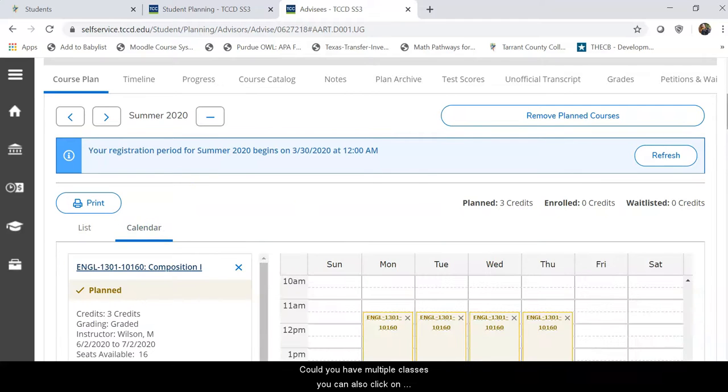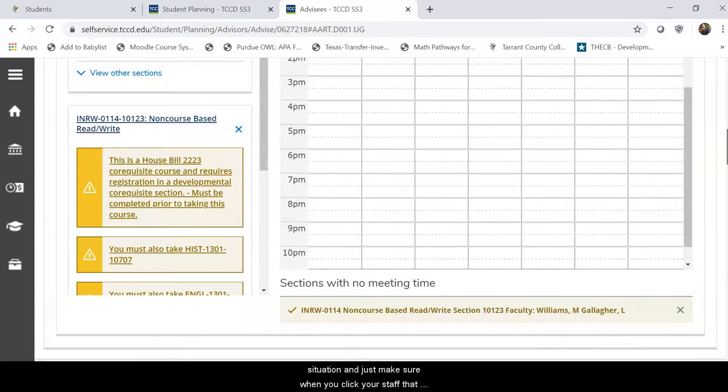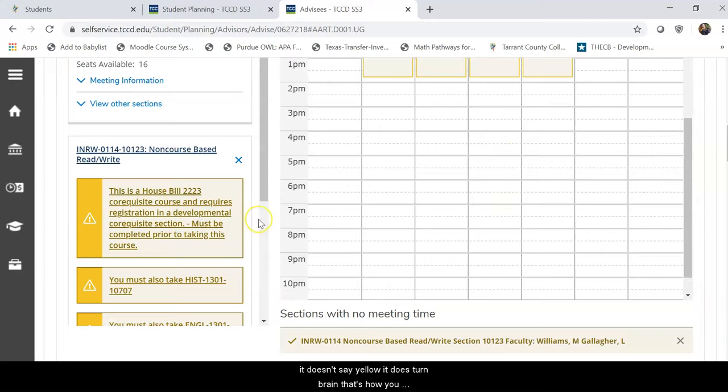If you have multiple classes, you can also click on calendar, and then that way you can view how those classes are going to look. So for the summer, remember, we meet 4 days a week, whether it's in person or online. Plan for the classes to be online given the current situation. And just make sure when you click your stuff that it doesn't say yellow, it does turn green. That's how you're going to know it went through. You should also receive an email saying that there's been registration activity on your account.